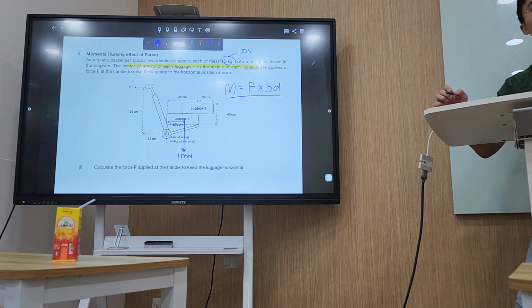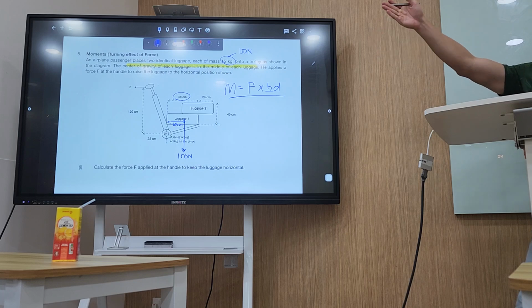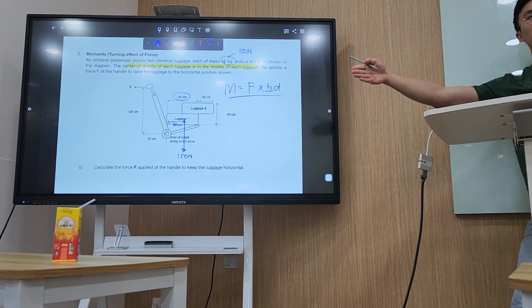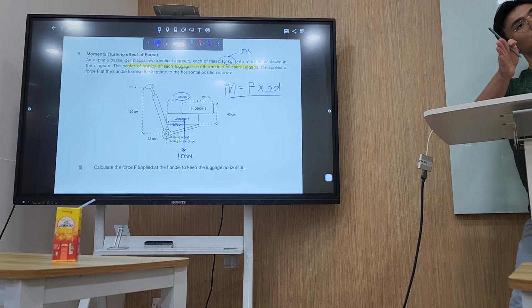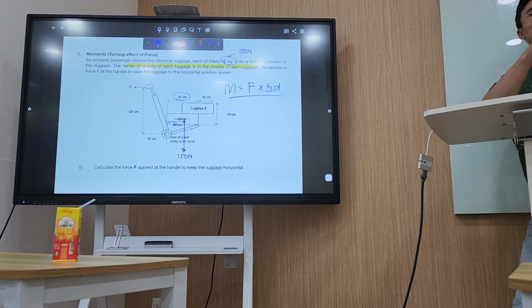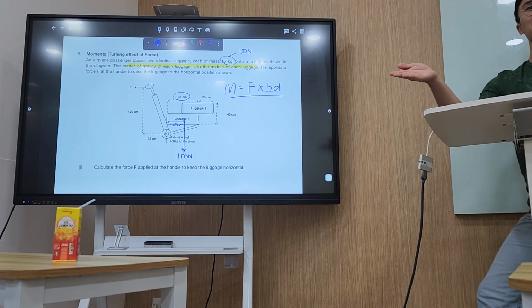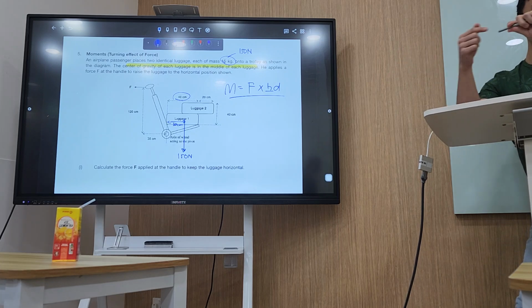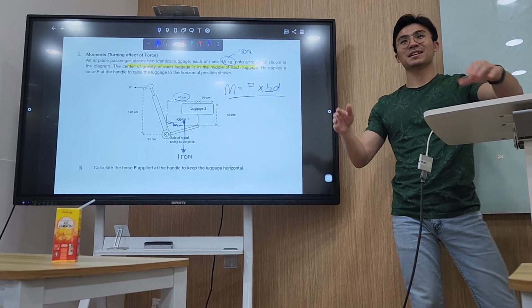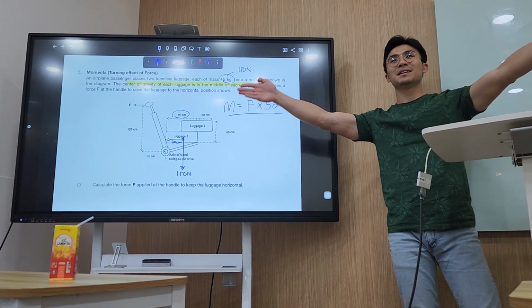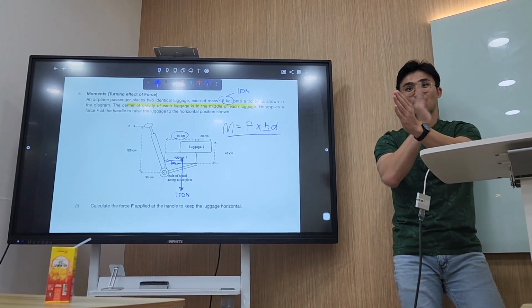Why is it 20 cm? Because 20 is half of 40. Center of gravity is in the middle of the luggage. So if the luggage is 40 cm long, center of gravity is 20 cm. Your luggage is 40 cm, right? What's half of 40? So 20 cm away from either end.